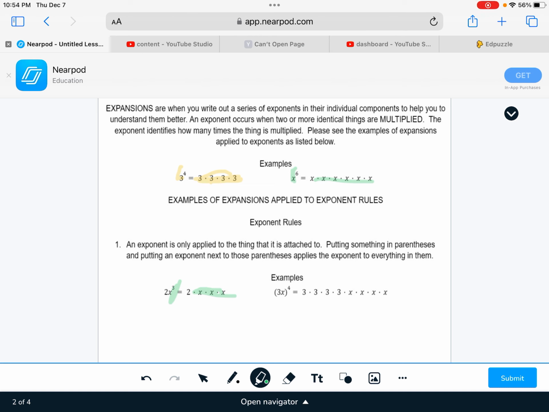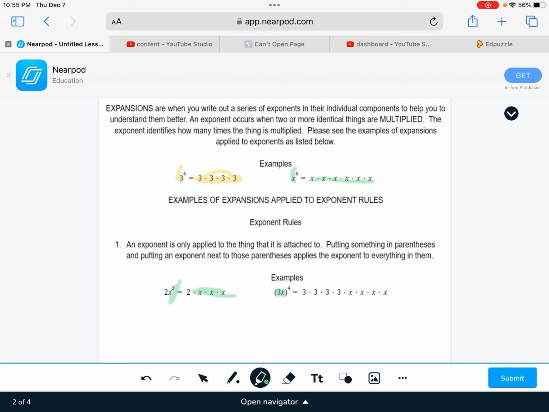Okay? If you put the stuff into the parentheses, this 3x is in the parentheses, that whole thing there is being raised to the 4th power. That means that everything in there you get 4 copies of. That's where you get the 4 3s and the 4 x's.